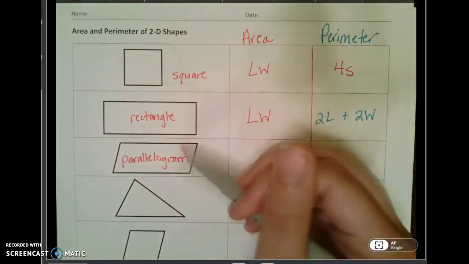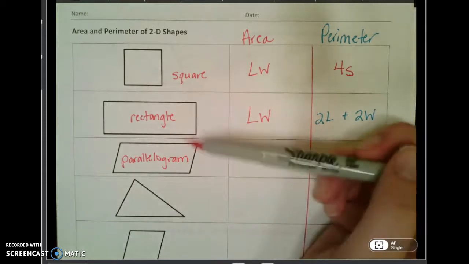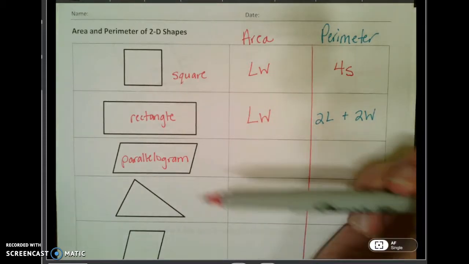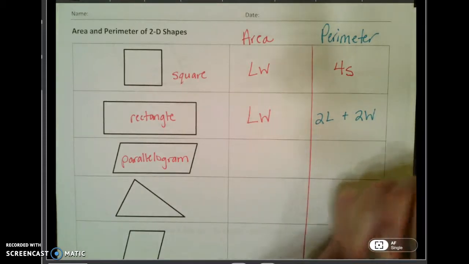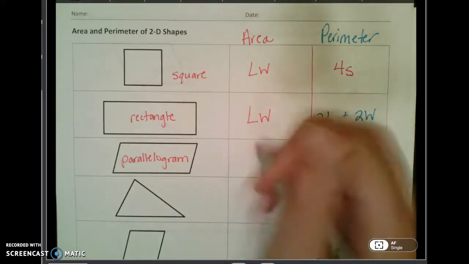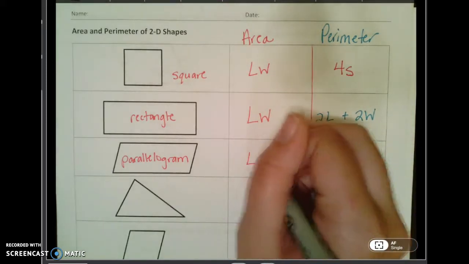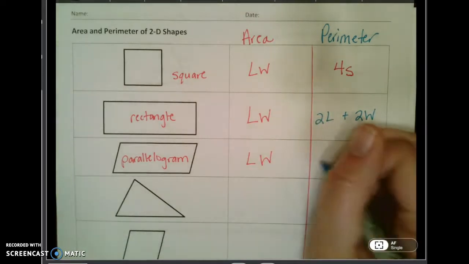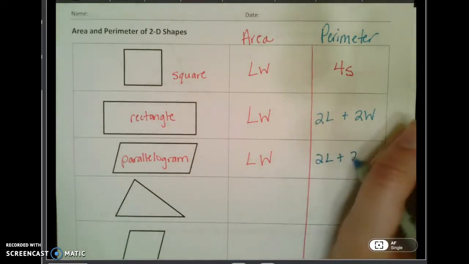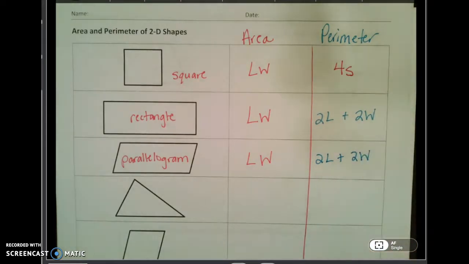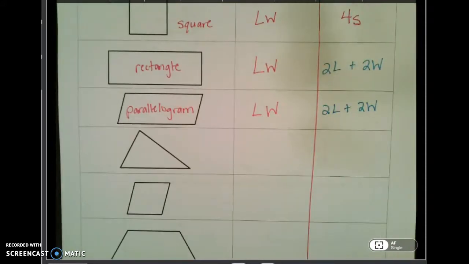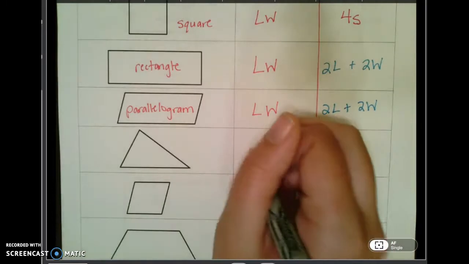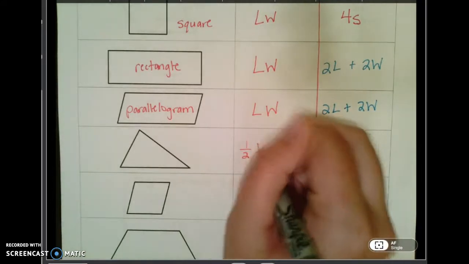We know this because all my sides are parallel, but there's not necessarily right angles. So when there's not right angles, it's just a parallelogram. We still get the area from length times width. And our perimeter is also the same, 2 times the length plus 2 times the width. For a triangle, our area of a triangle is 1/2 base times height.